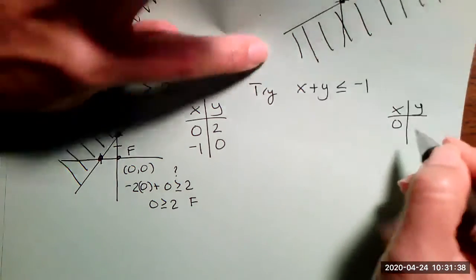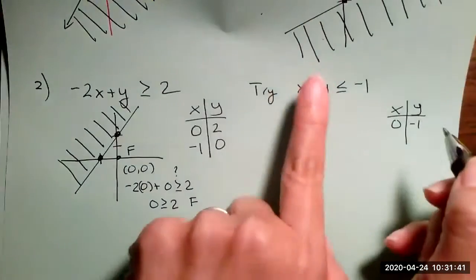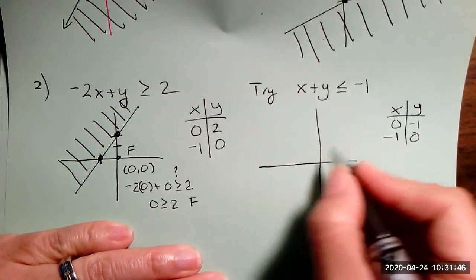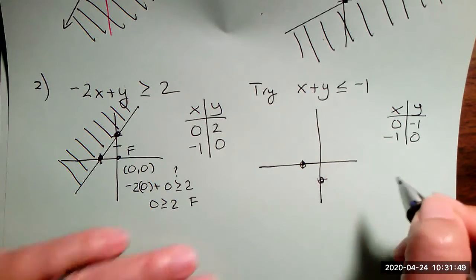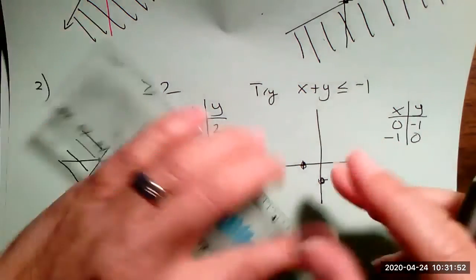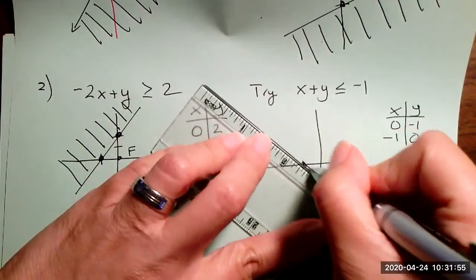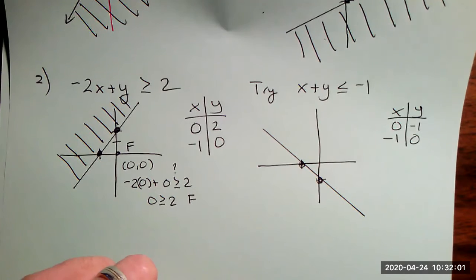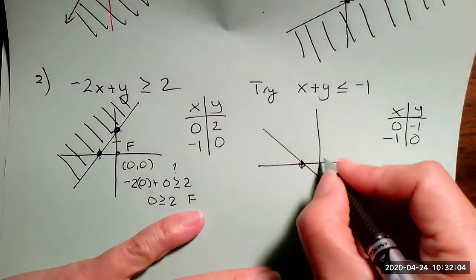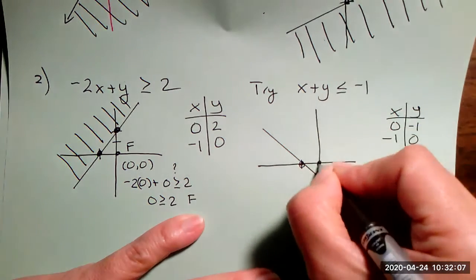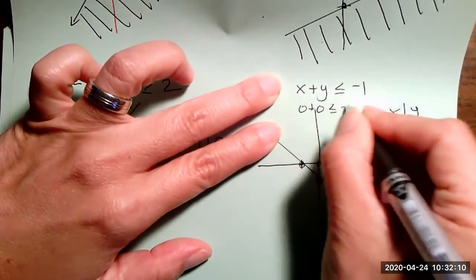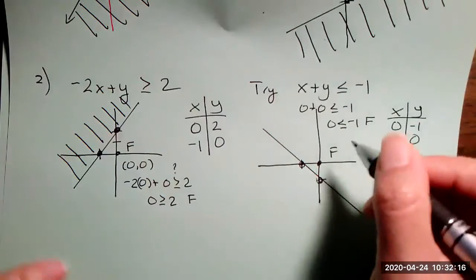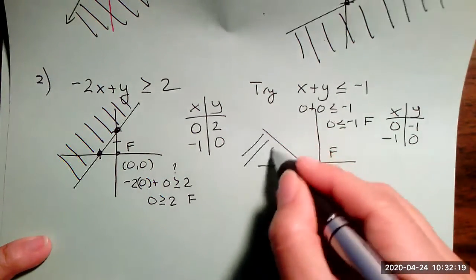I'm going to do the same thing. If x is 0, y is -1. If y is 0, x is -1. Now I can plot those 2 points and graph my line. Remember, I only need 2 points to graph a line. So I have some strategies. I could either find 2 points and connect them to make my line, or I can use y equals mx plus b. All right, let's plug in 0, 0. We're going to test this point. So is 0 less than or equal to -1? No, it is not. That's false. So if that's false, I'm going to shade on this side.